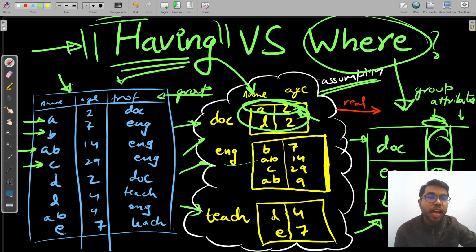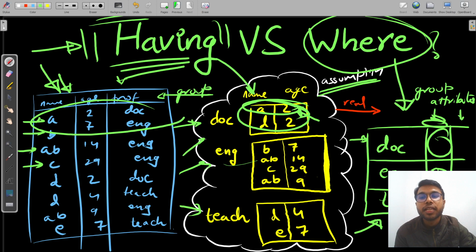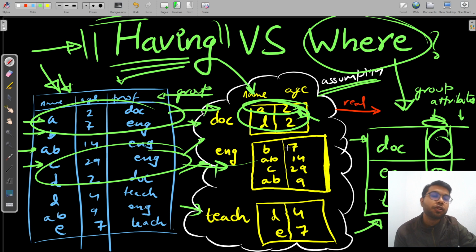And yes, you can use them together, and you already know what the differences are. My having would be working on the original table, making sure that only the desired values go inside the group, and not anything and everything. And my where would be used to filter out the grouped data.